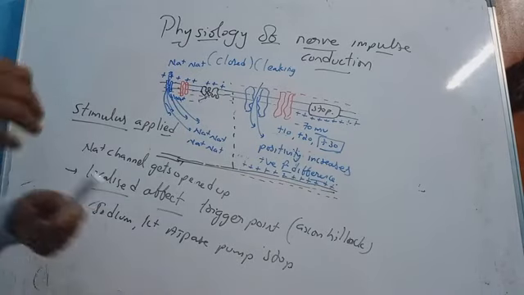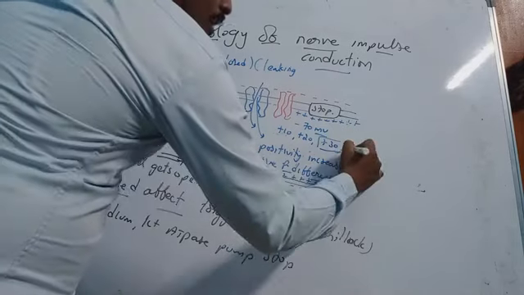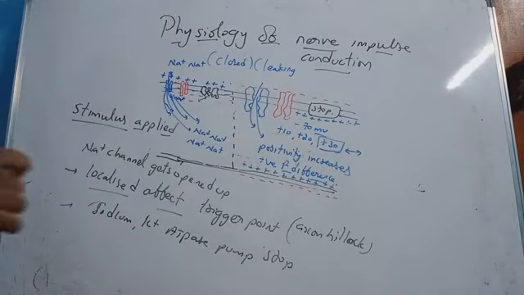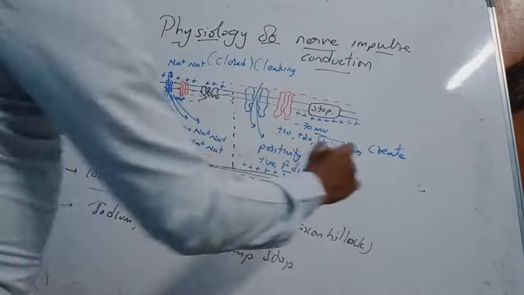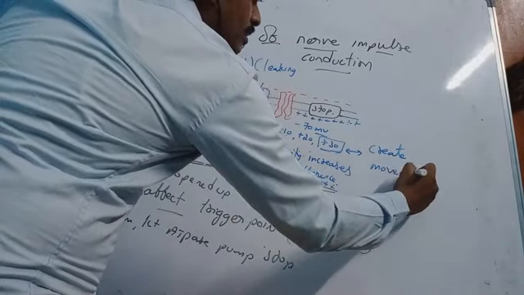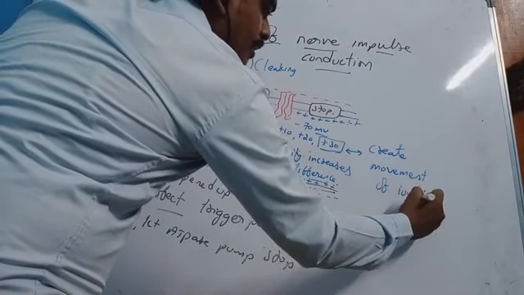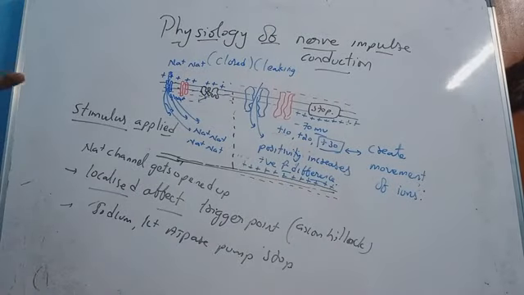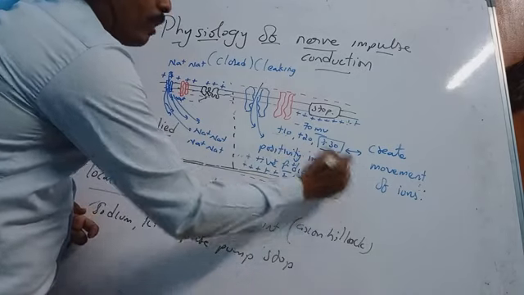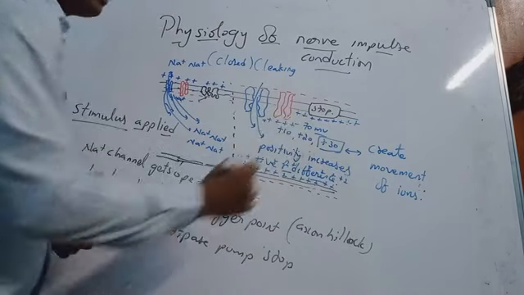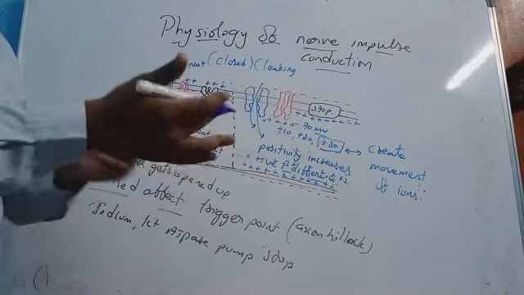Now as I have said, this potential difference will keep on increasing up to a point where it can create the movement of the ions. So think of it: when more positives come here, what happens? Those positives should be repelled. You all know positives and positives repel.